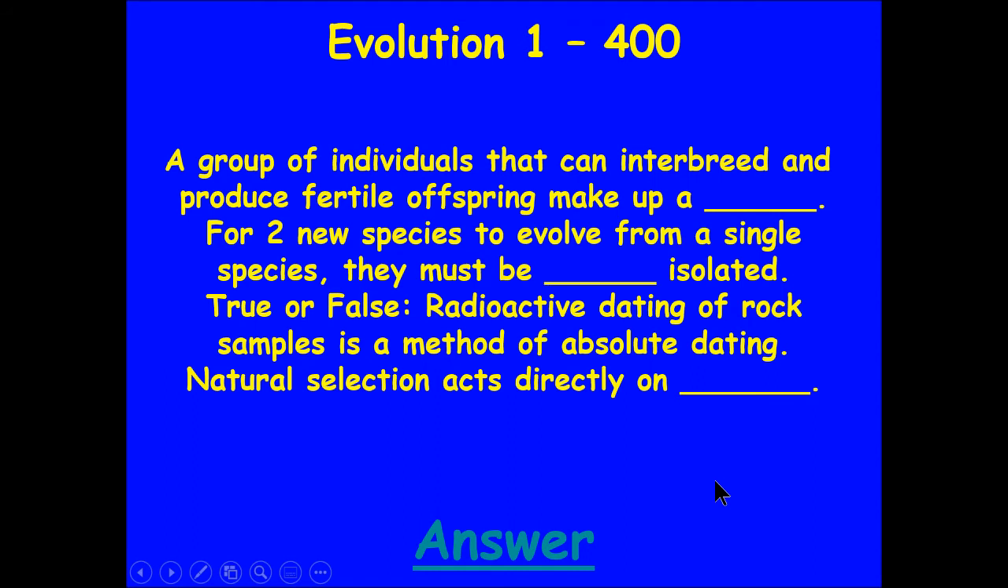A group of individuals that can interbreed and produce fertile offspring make up a blank. For two new species to evolve from a single species, they must be blankly isolated. True or false, radioactive dating of rock samples is a method of absolute dating. And natural selection acts directly on what? Answers coming in 5, 4, 3, 2, and 1.